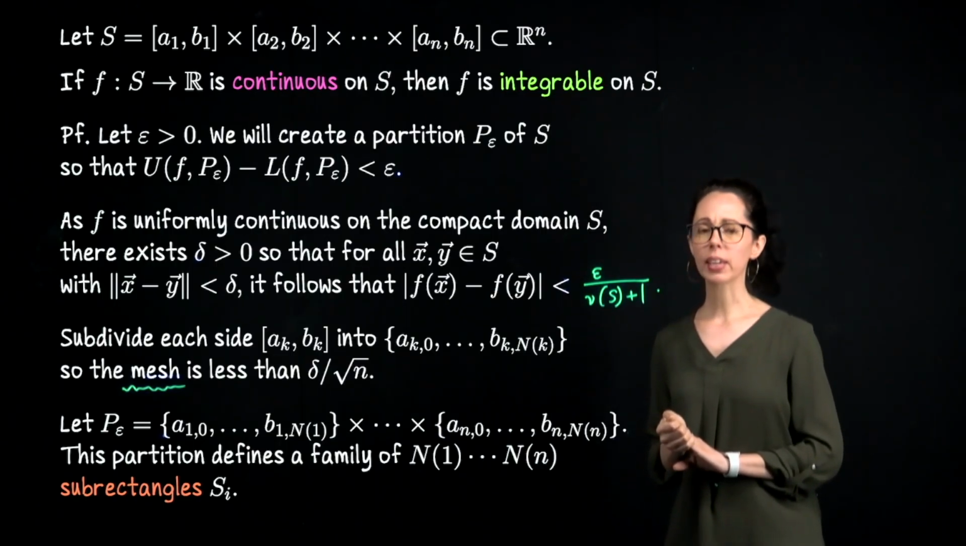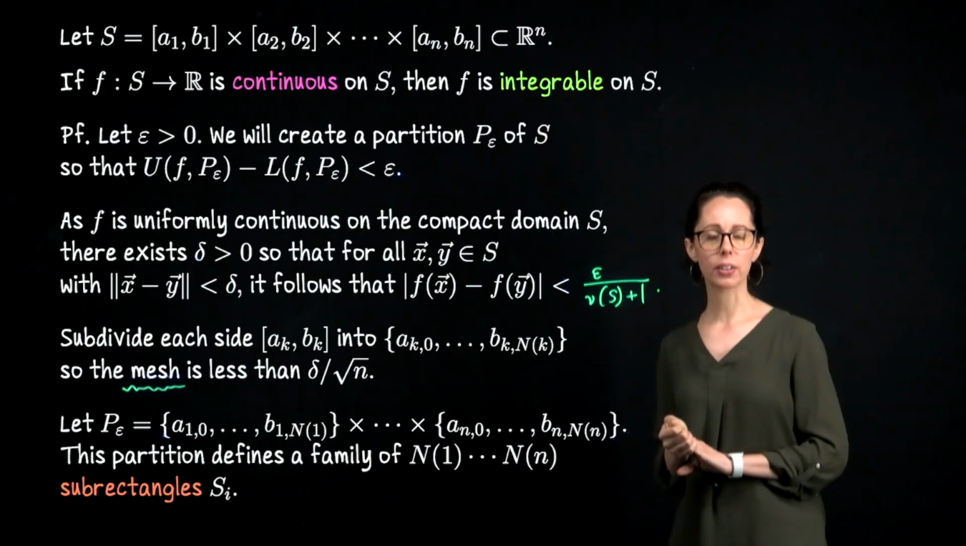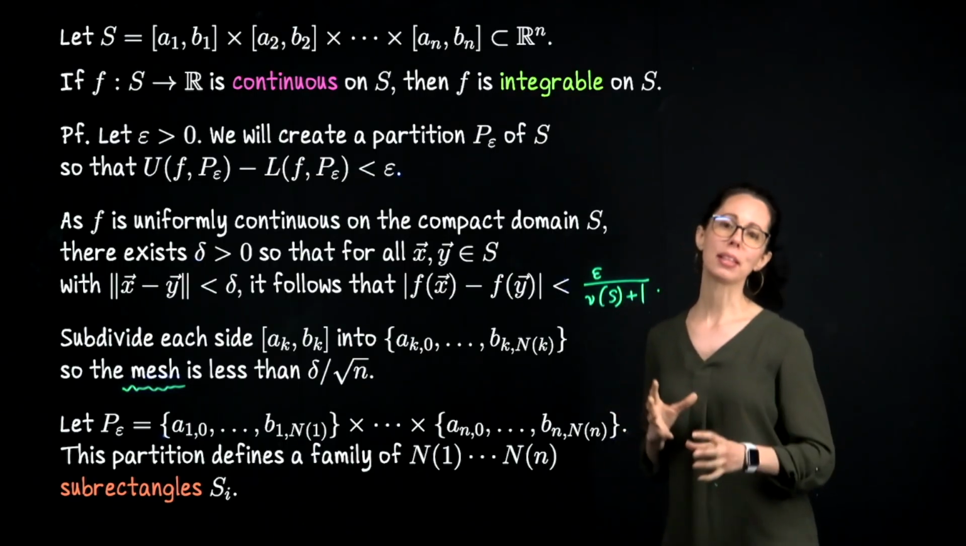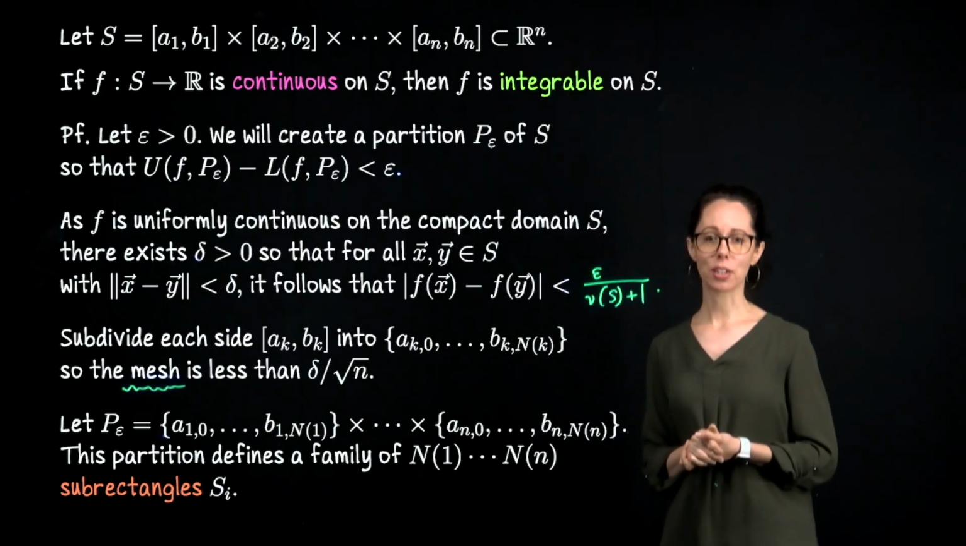All right, what is this giving us? It's giving us a finite collection of subrectangles, and with those subrectangles, we are now going to talk about maxes and mins and do the computation that we need to finish Riemann's condition.